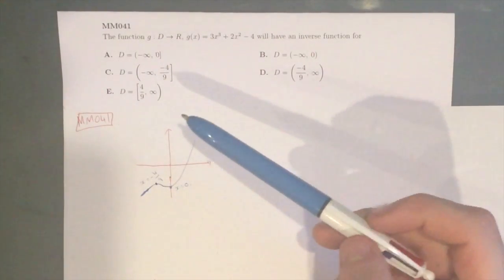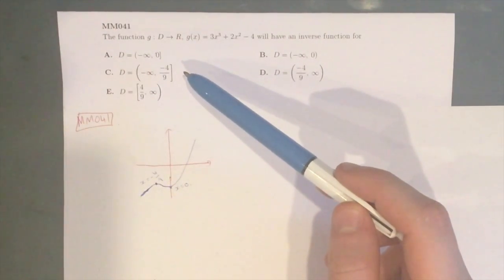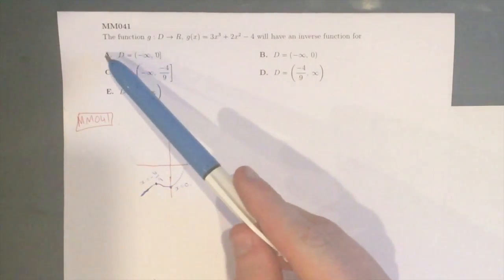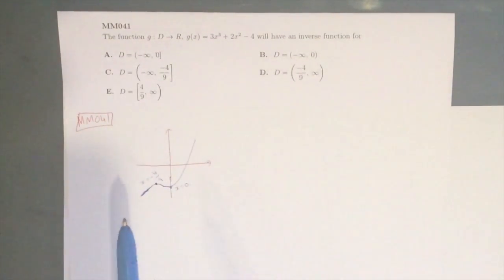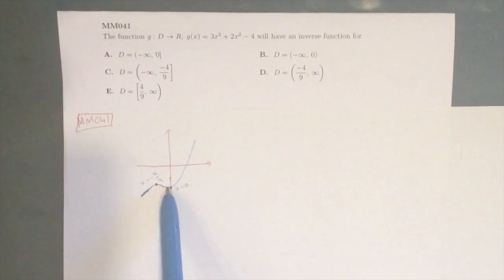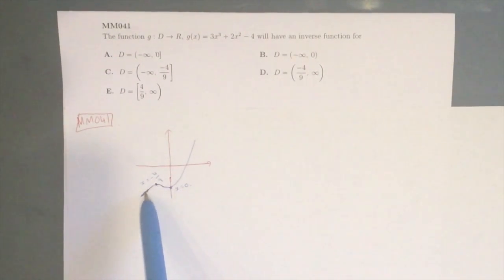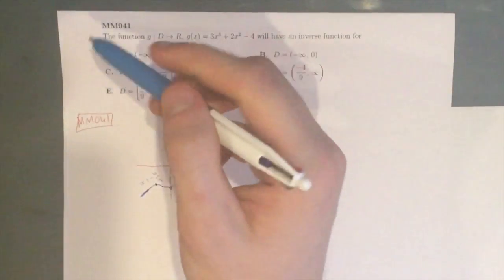I would actually just go through each one of these options. It wouldn't take very long, and just see which one would work. So if our domain of the original function was negative infinity to 0, that means it would be everything on this side up to x equals 0. Now, that would mean that this turning point and this section here is actually part of that domain, which is a many-to-one function, which wouldn't create a one-to-one inverse function. So A is not the correct answer.